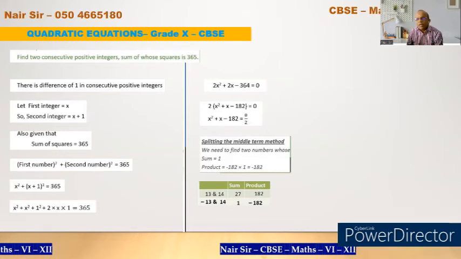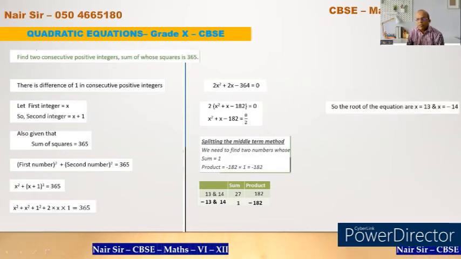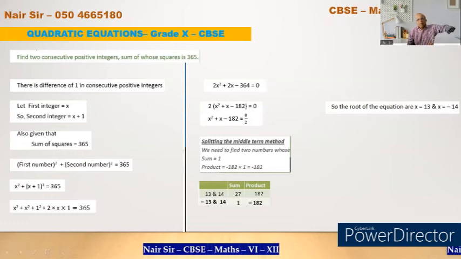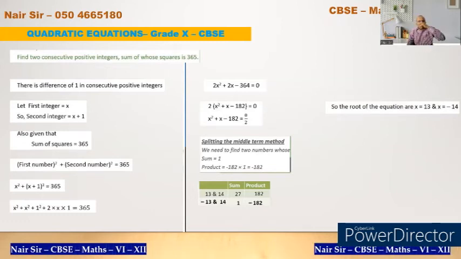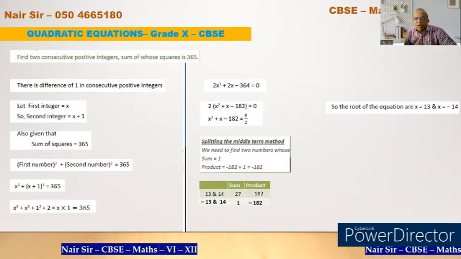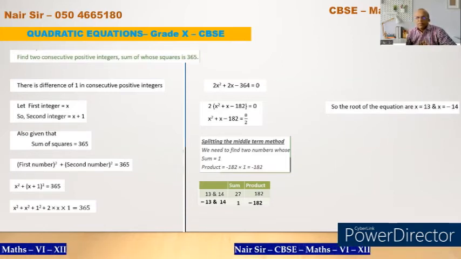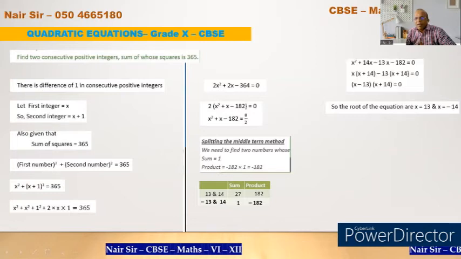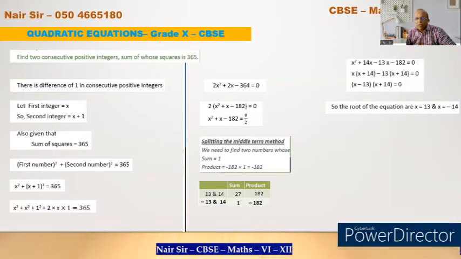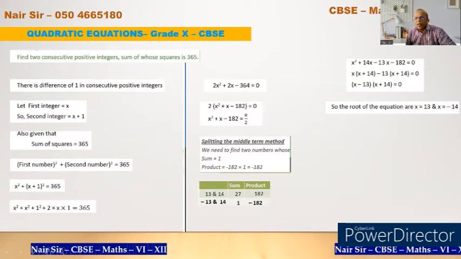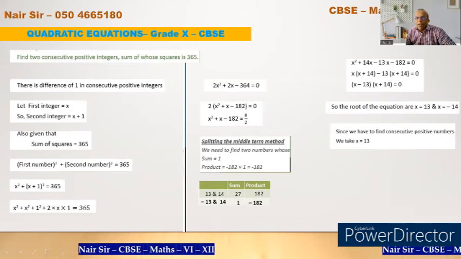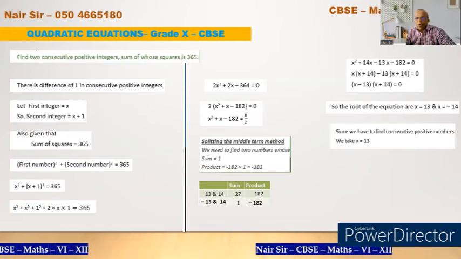13 and 14 are the two numbers. Now, the first thing is, if you notice, it's a positive integer, so x cannot take the value of minus 14. So what will we be taking? We'll be only taking the value of x as, oh sorry, a small error during my presentation. You're only going to take the number 13. Hope you understood it.